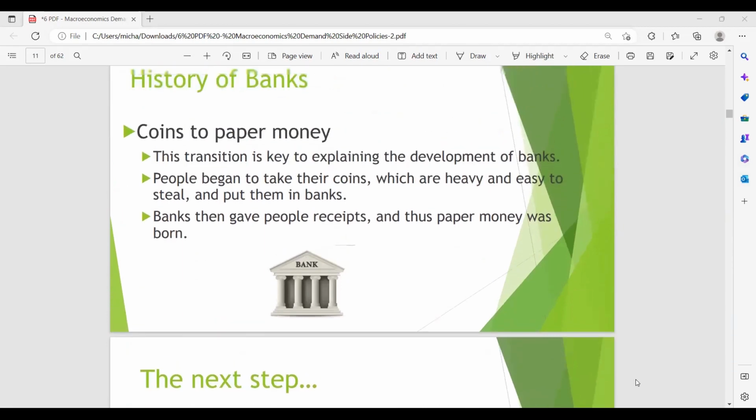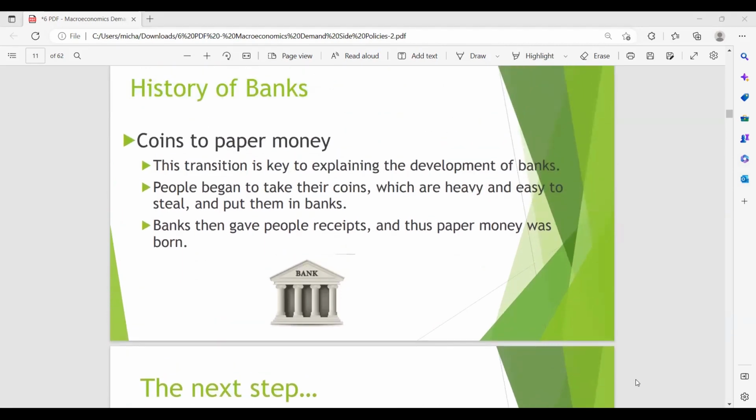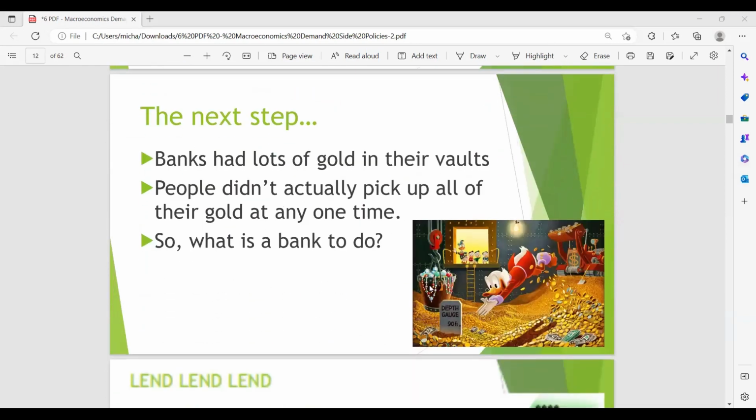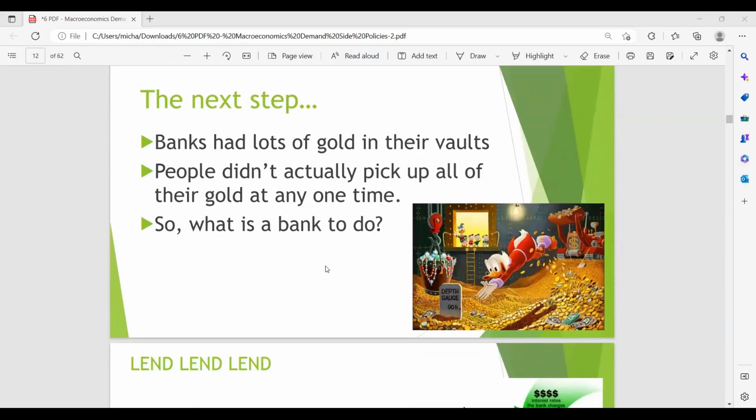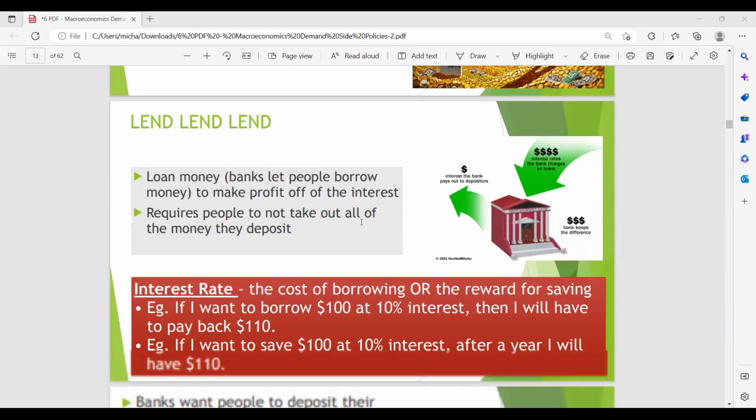Great job, everyone. And the history of banks: coins to paper money. People began to take their coins and put them into banks. Then banks gave people receipts, and then paper money was born. That's how paper money was created. Banks had a lot of gold in their vaults, and people didn't actually pick up all their gold at one time.